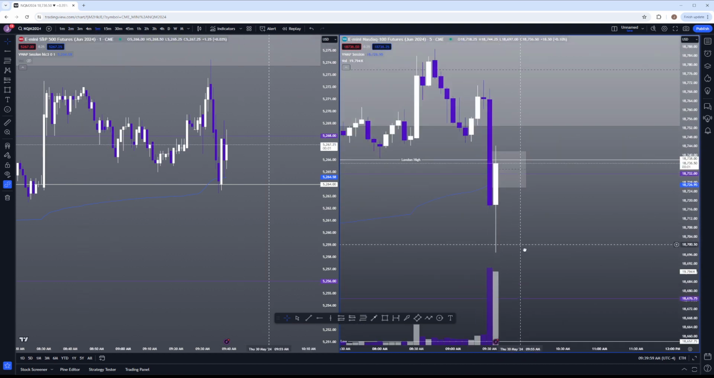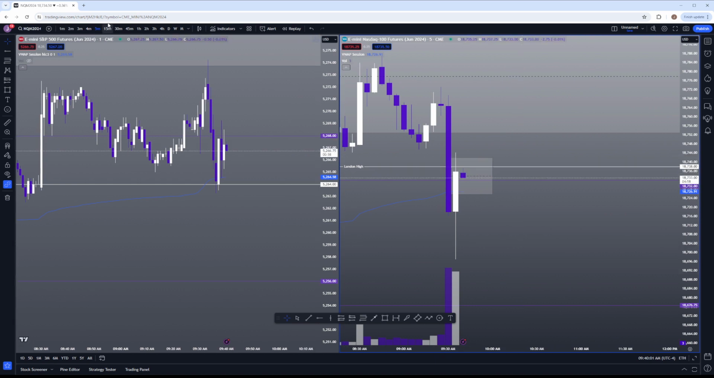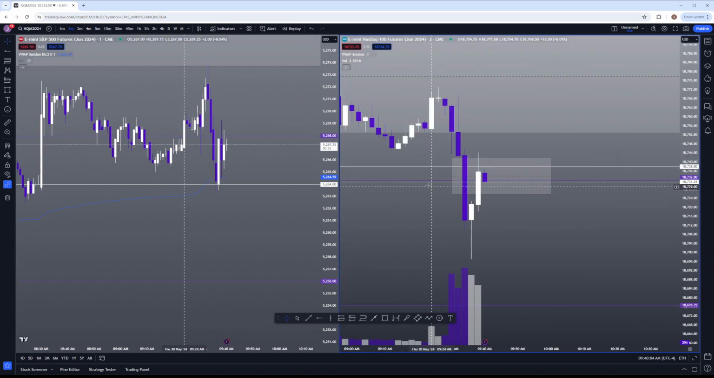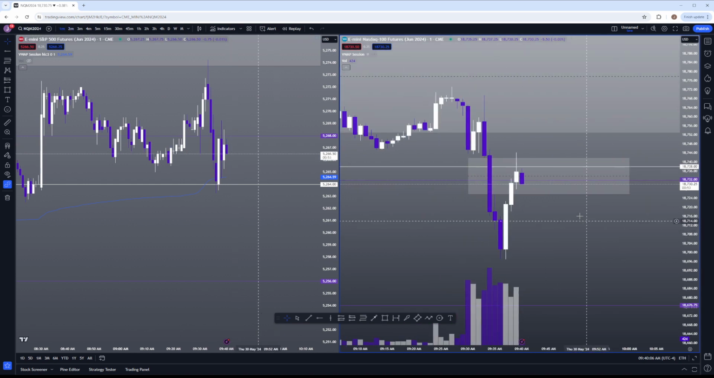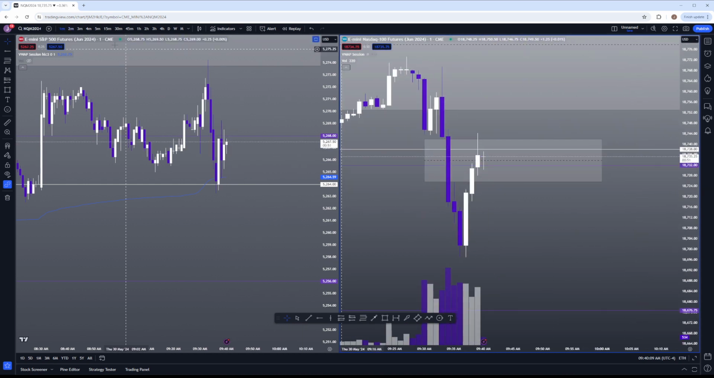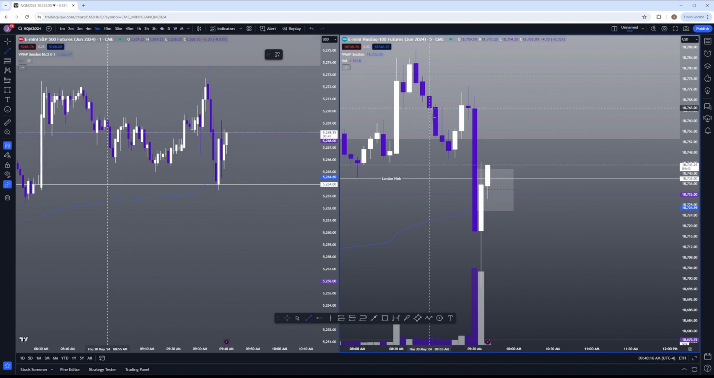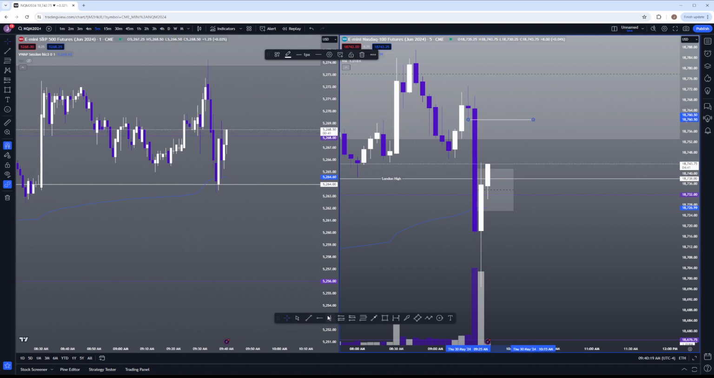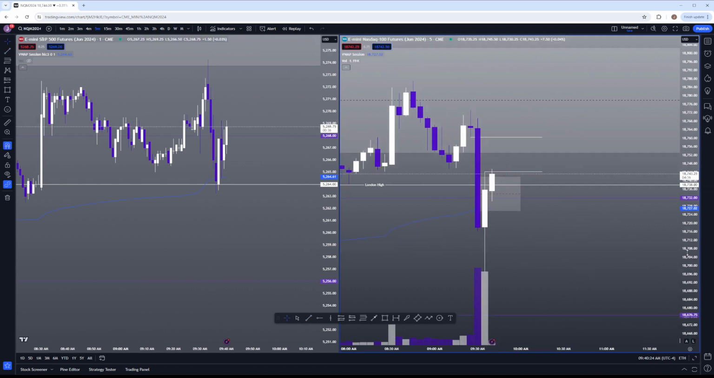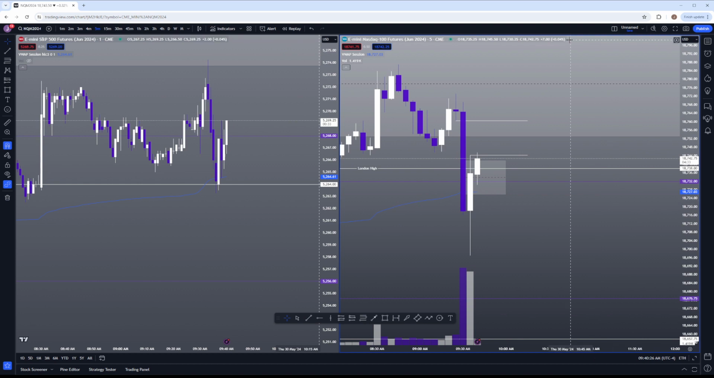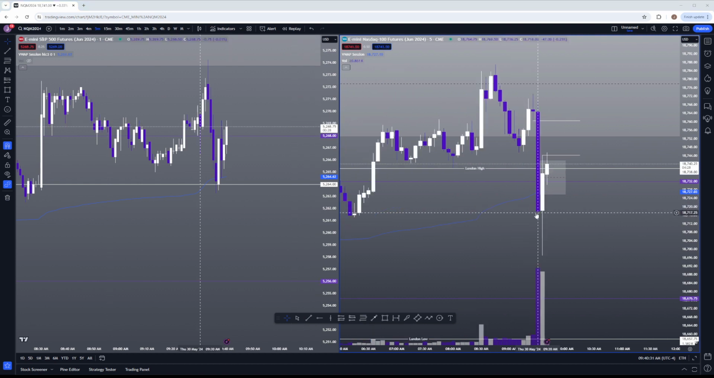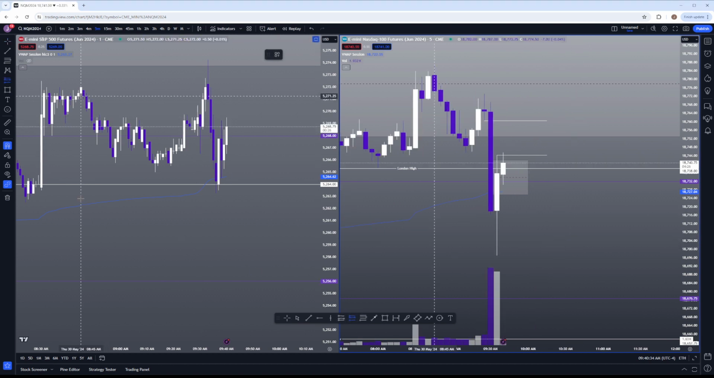That was a pretty aggressive pump up there. Again, I was willing to give it a shot, try to get involved early on that move. Okay, so that 5-minute close, we got that imbalance above now, right here. Five-minute imbalance above, 5-minute order block above. Still could be a strong resistance level. See what type of reaction we get off this level.